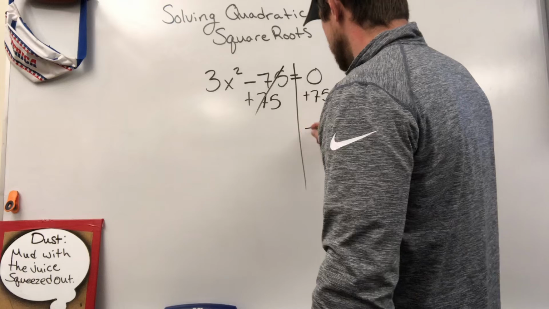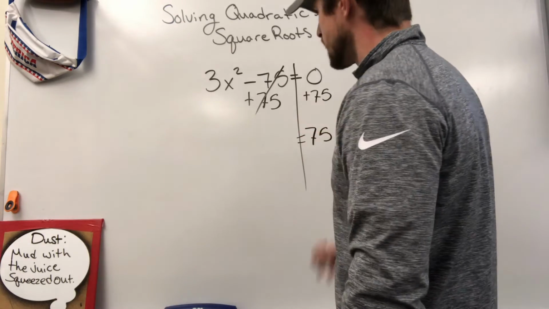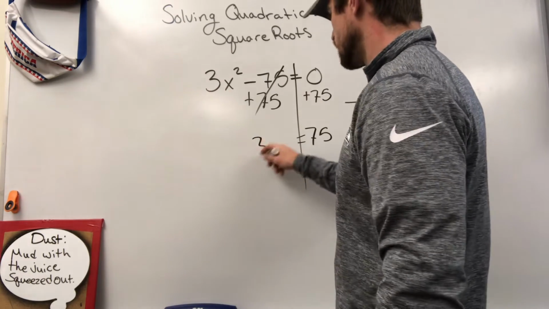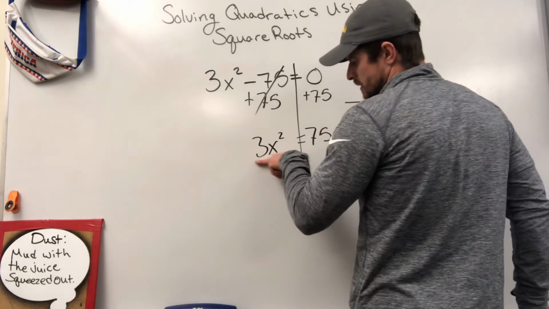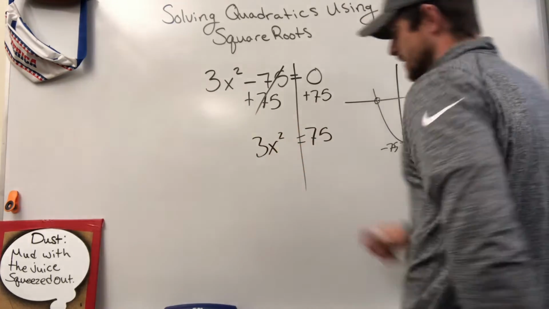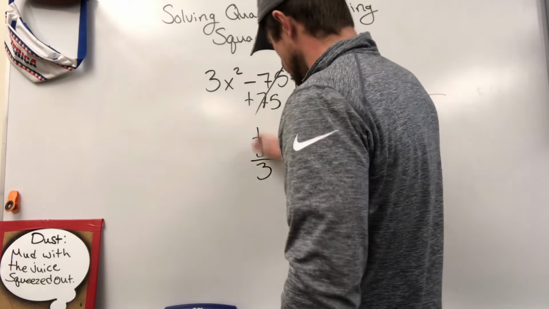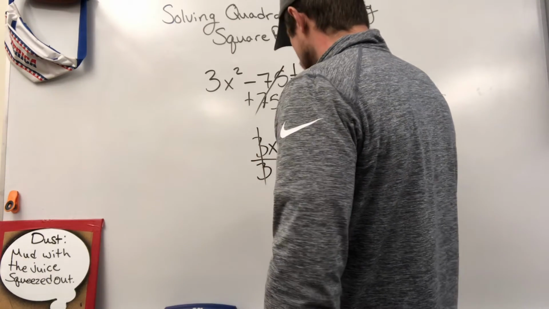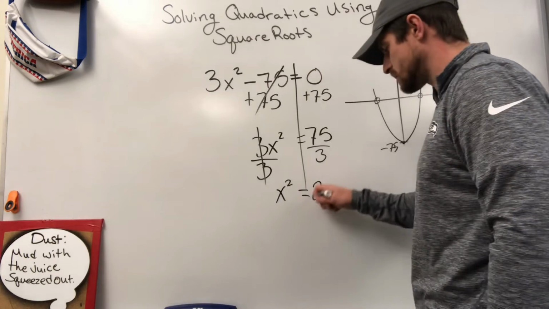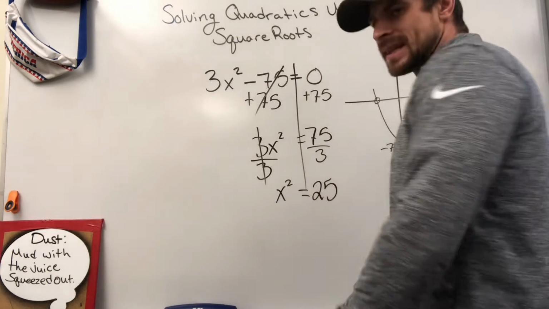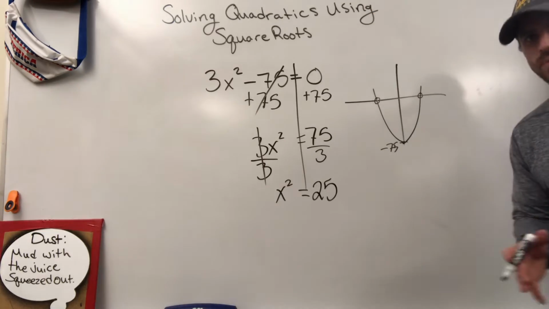So now what I have is 75 on the right side of the equal sign, with 3x squared on the left. It's now time for me to get rid of the coefficient, the 3 that's attached to the x. I'm going to do that by using division. Divide by 3, divide by 3, leaving me with x squared equals 75 divided by 3, which comes out to 25.